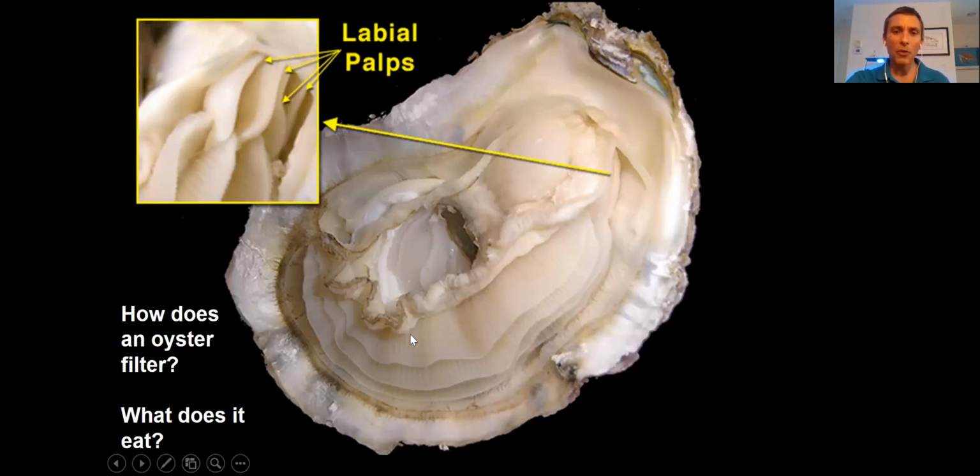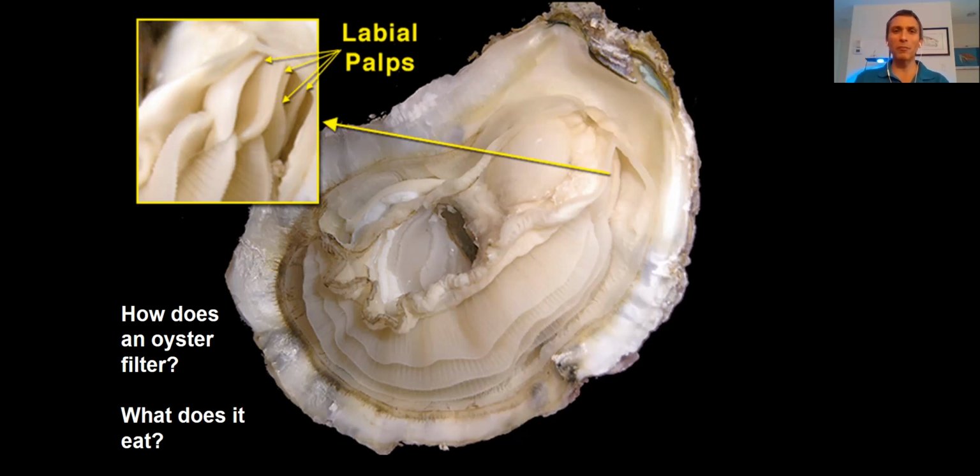And under the mantle are some layers that have stripes or striations on them. These are the oyster's gills. Gills in most aquatic animals function for respiration. They take oxygen out of the water and they give off carbon dioxide. And an oyster's gills do that, but they do something else. The gills in an oyster are the actual filter mechanism that oysters use to clean up our water. It's also how they catch their dinner.